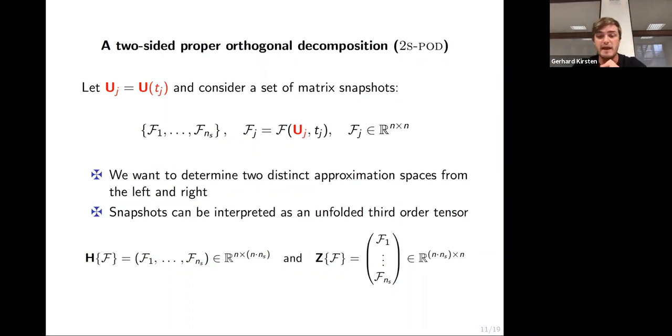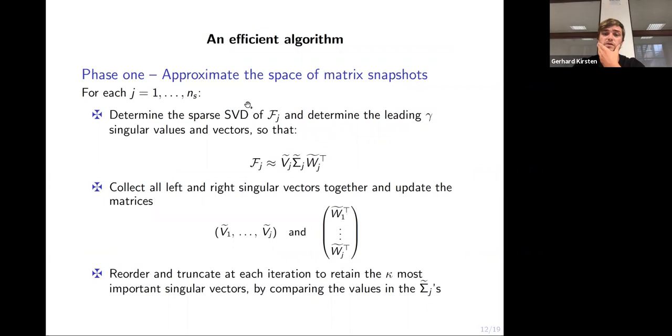So we had to get more creative and think of a way in which we can approximate this space of snapshots without having to do the SVD of these large matrices. In very short, the efficient algorithm that we decided on is to loop through all the snapshots one at a time. Consider snapshot Fj, and we take the sparse iterative SVD of this snapshot and just determine the leading gamma singular values and vectors and approximate Fj with this very low rank product. In our experiments, we've seen that very few singular values and vectors are necessary, maybe 3 or 4 even, of each snapshot. Once we've done that, we can discard the snapshot Fj, throw it away, and just keep this information.